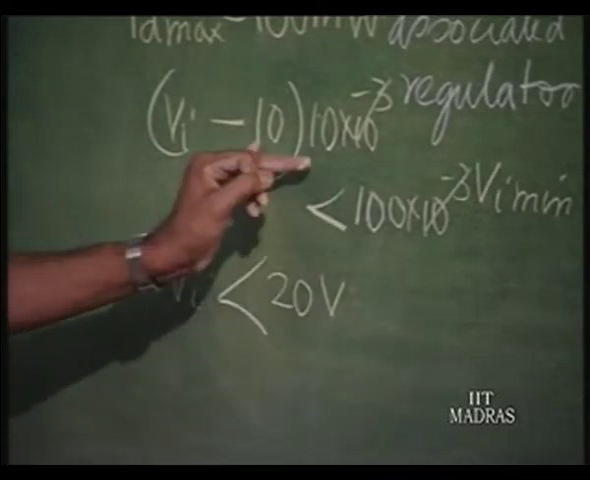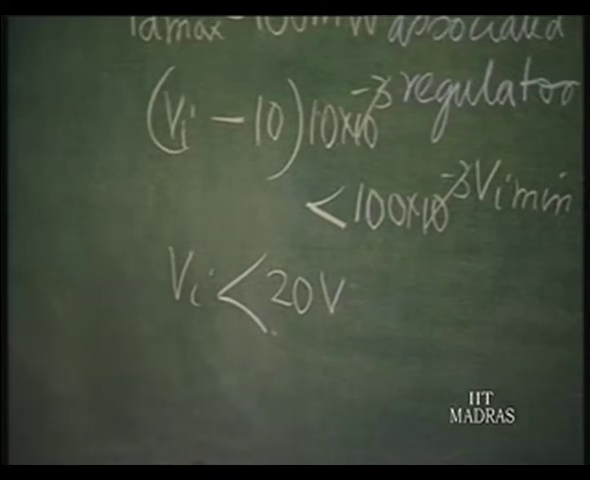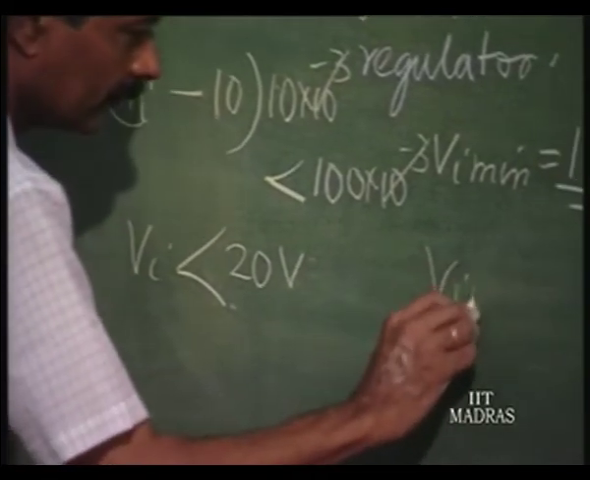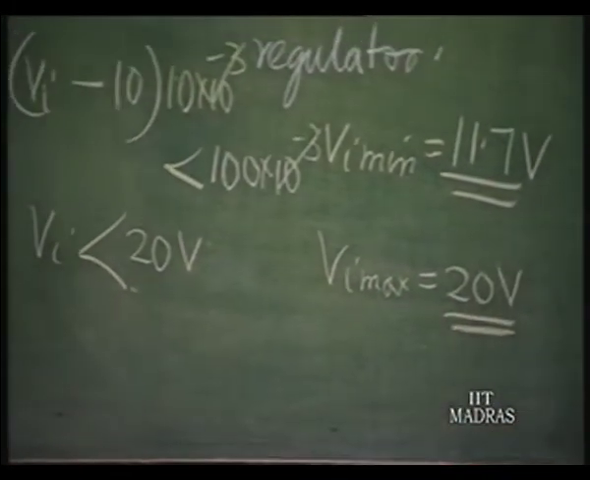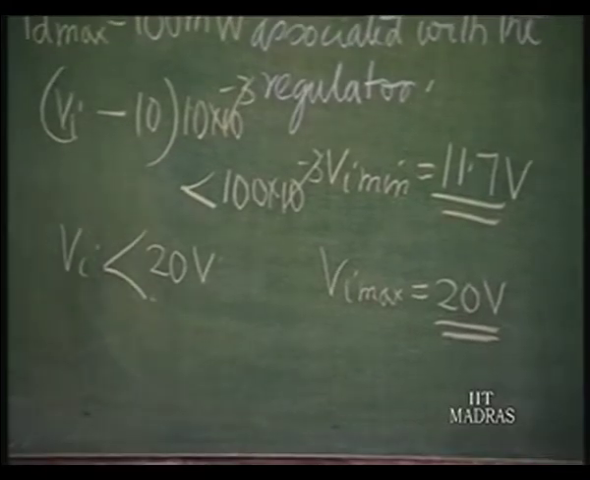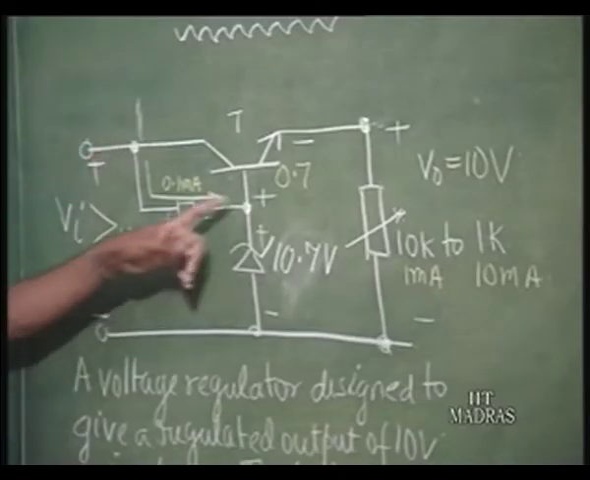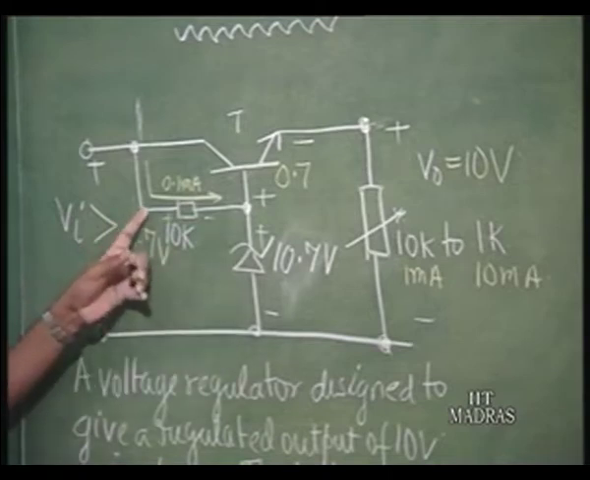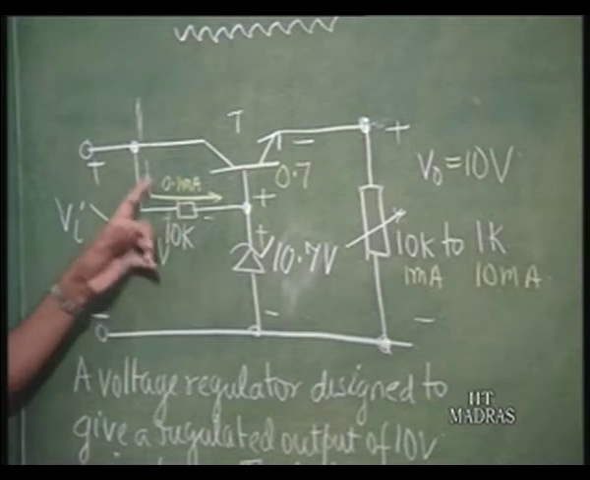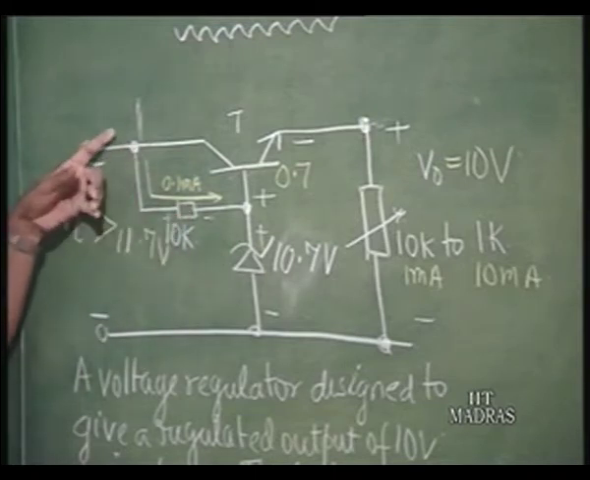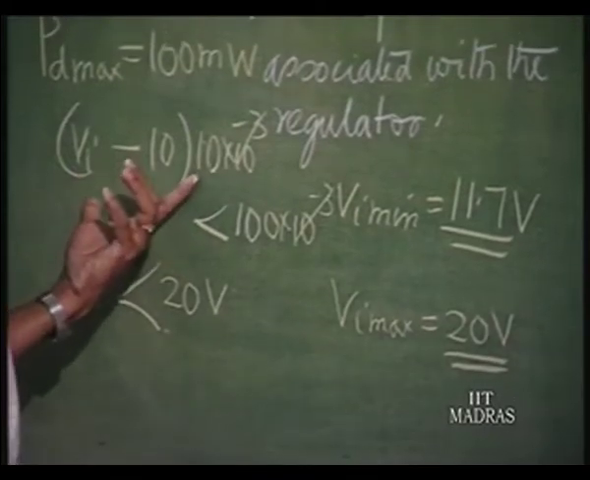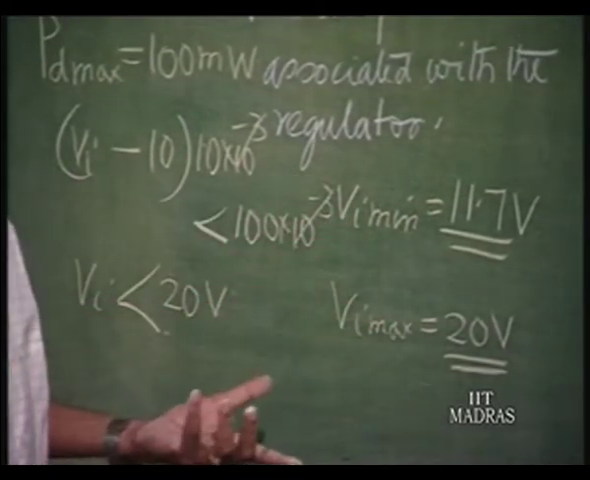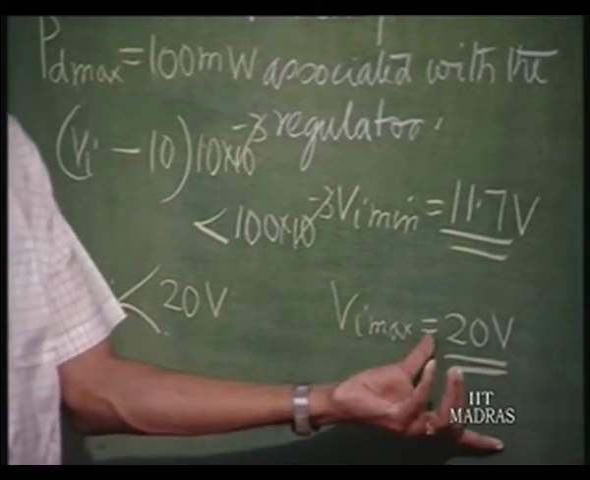This becomes 10. So, 10 plus 10, 20 volts. So, V I maximum should be 20 volts. At that point of time, you must remember, this is 20 volts, this is 10. Roughly 1 milliampere is going to flow through this. So, 1 milliampere plus 10 milliamperes, 11 milliamperes strictly speaking. So, 11 into whatever voltage you are considering, that should be less than 100 millivolts strictly. So, V I max will be slightly less than 20 volts.